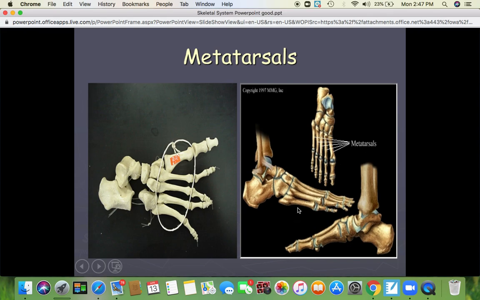Metatarsals would be your feet bones here. You got 5 of those. I've heard of people who are born with a mutation type thing.